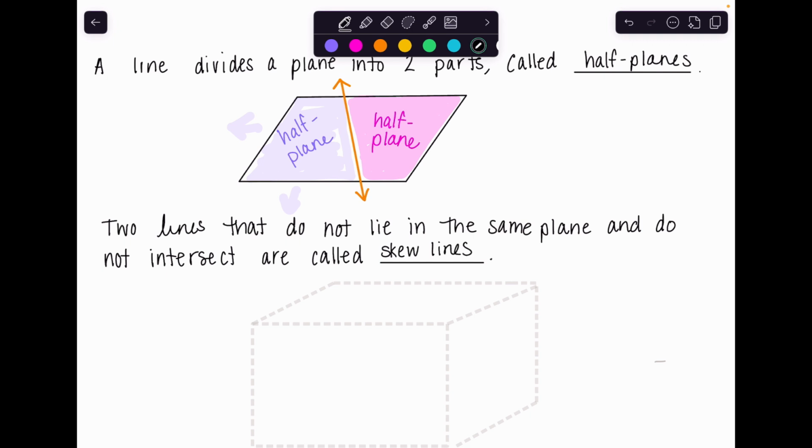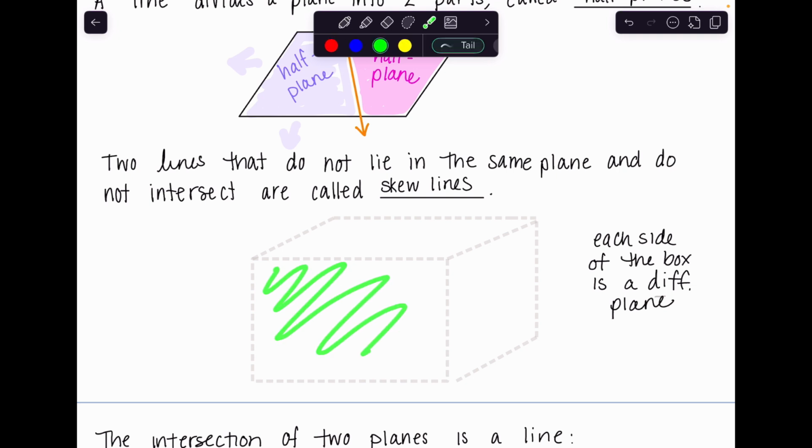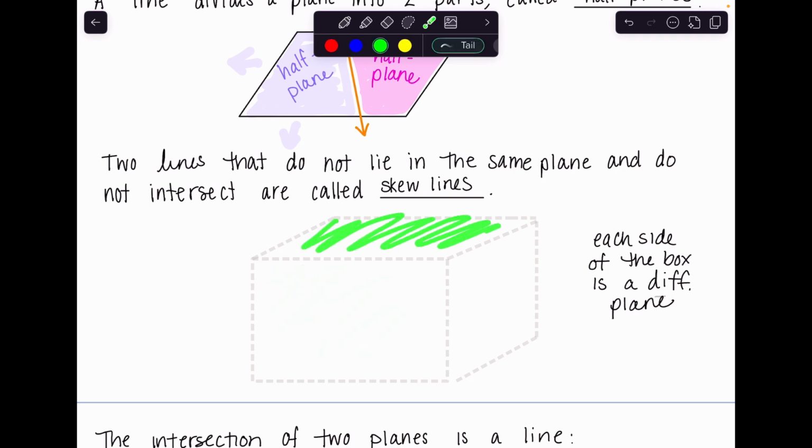And the best visual I can give you is if you think of a 3D box. So every single side of these boxes is a different plane. Okay. So the front of the box is one plane, the top of the box is another, the side of the box is another, and then you have the back, the bottom, all of that.